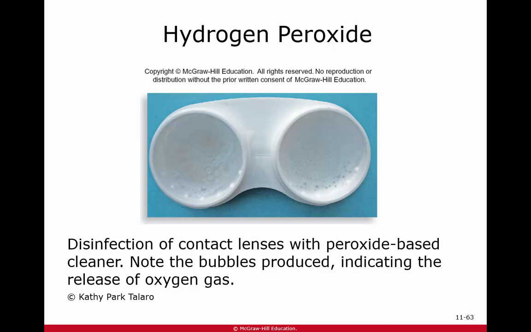I'm sure if any of y'all have contacts, you've seen the bottle of contact solution with the red lid. Again, that bubbling that is produced is oxygen gas, and what you're left with after about 6 hours is just water. Thus you can just rinse it and throw it down the sink, no problem. And it has disinfected your contacts.